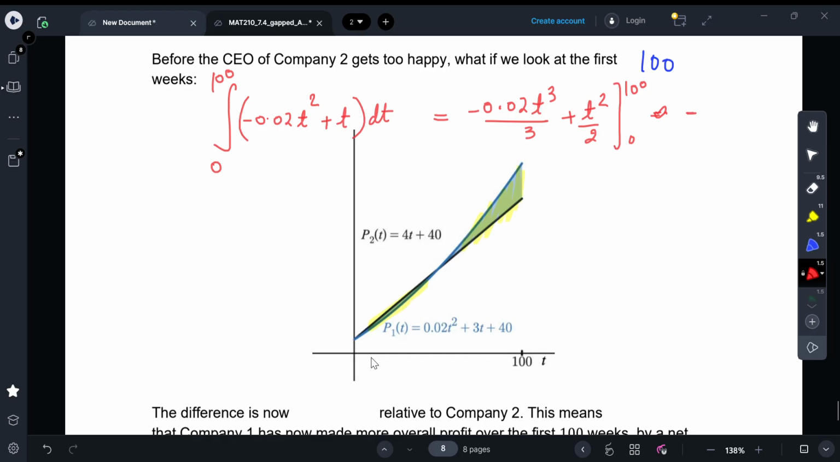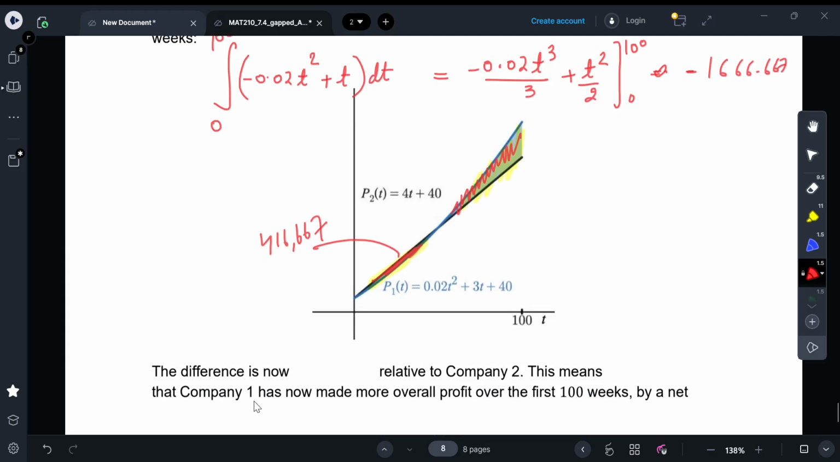I mean, I have faith in you. You can do this. When you do this, you'll get a negative number. And you know, it tells you if this little area was $416,000, imagine how much this will be, right? So the difference is now a lot. The difference is now negative $1 million. 1.6 million is more.